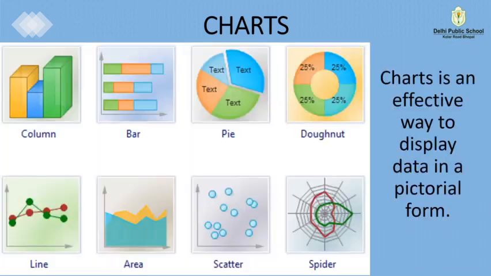So what is a chart? A chart is an effective way to display data in a pictorial form. As you can see here, we can see different types of charts: column chart, bar chart, pie chart, donut chart. So they are the different types of charts.